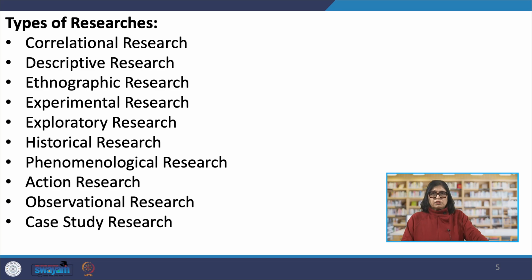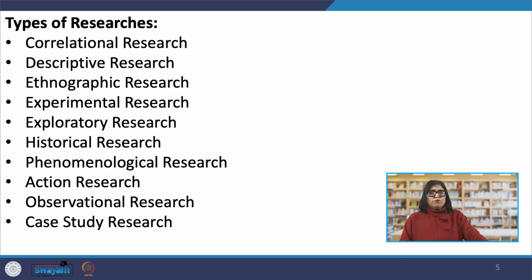Grounded theory research is a kind of approach that develops theories based on the data collected during the research process itself. It's an inductive approach where themes and concepts emerge from the data rather than being imposed beforehand. Historical research examines past events to gain insight into the present. Researchers use historical documents, artifacts, and records to reconstruct and understand the past.